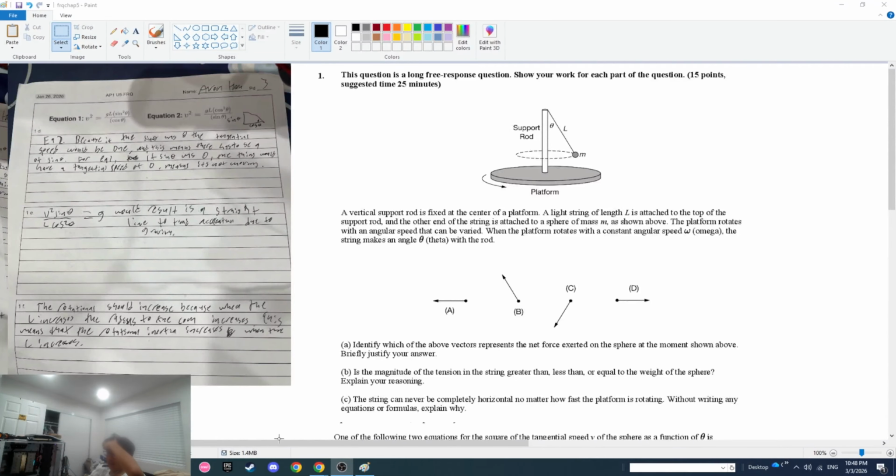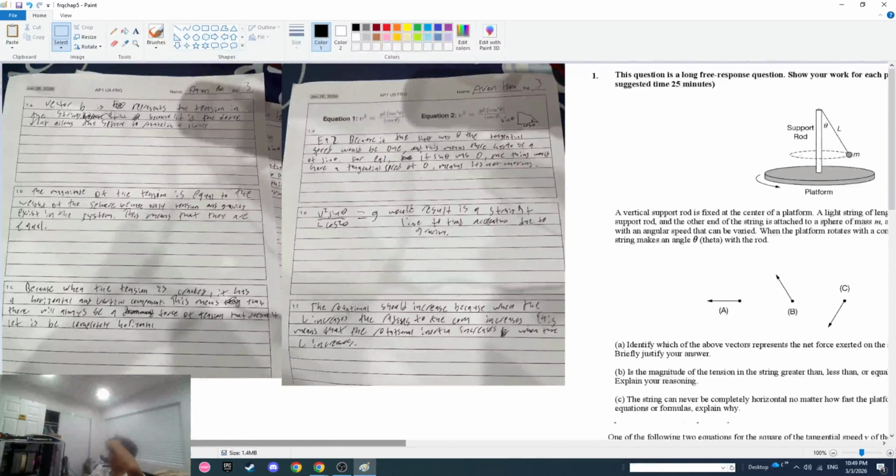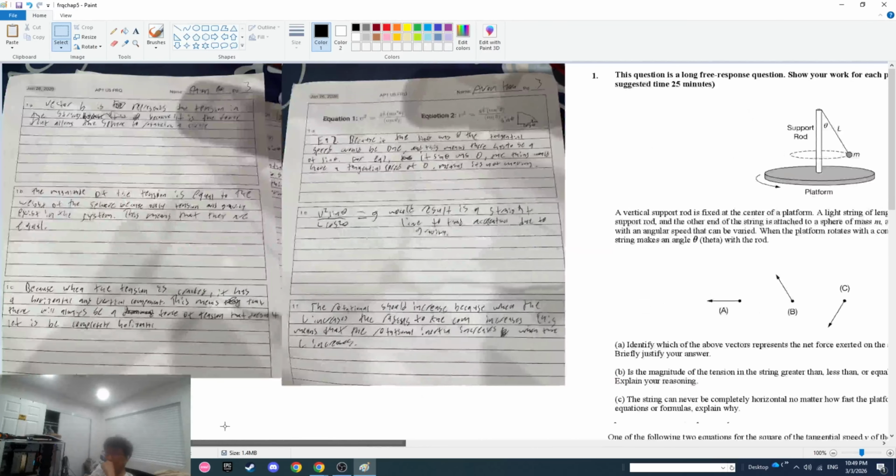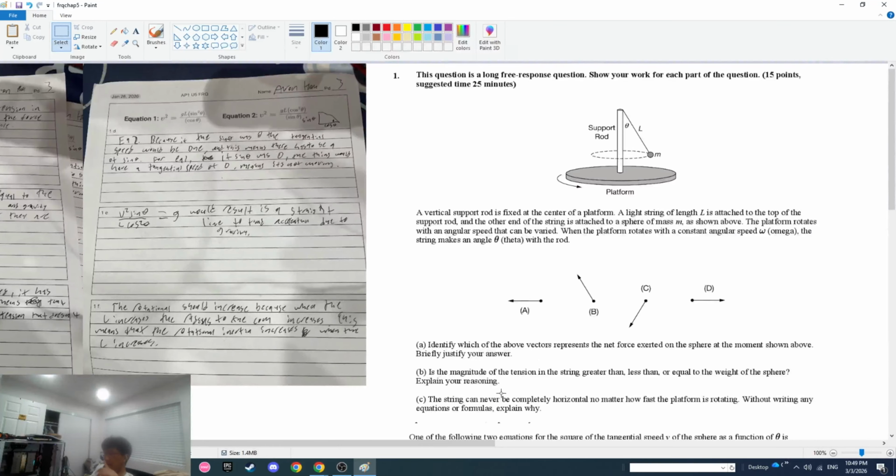Hello, I'm Aaron, and this is my Chapter 5 FRQ test corrections. In the first one, we were asked to identify which vector represented the net force. I got this one wrong because I thought it was B, but this is actually wrong.